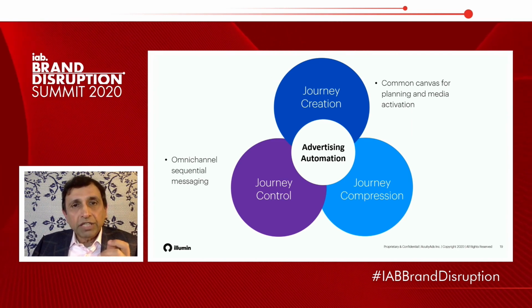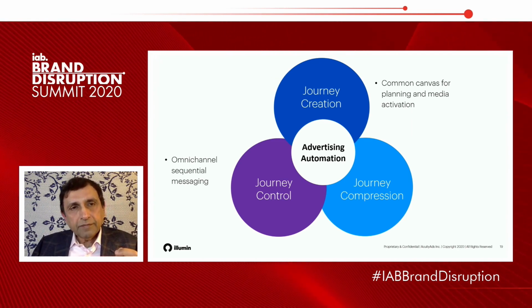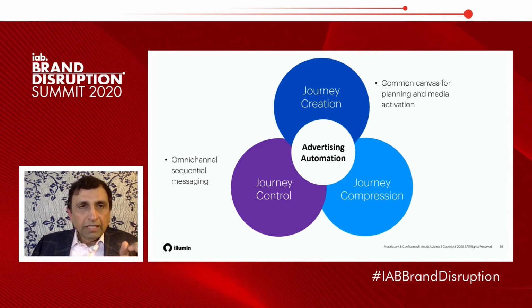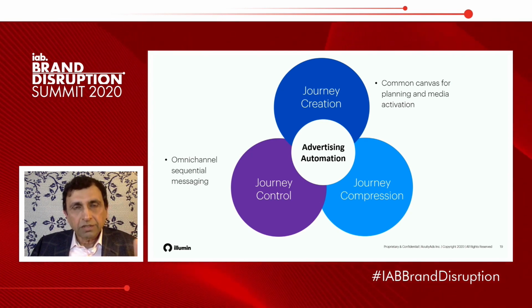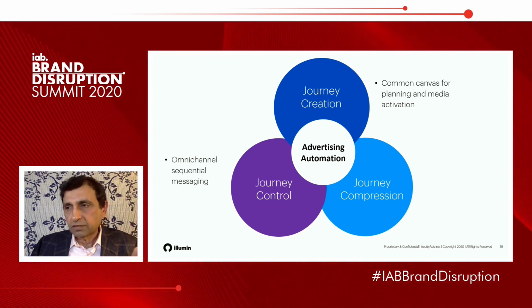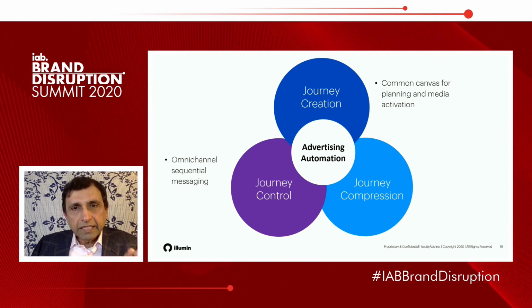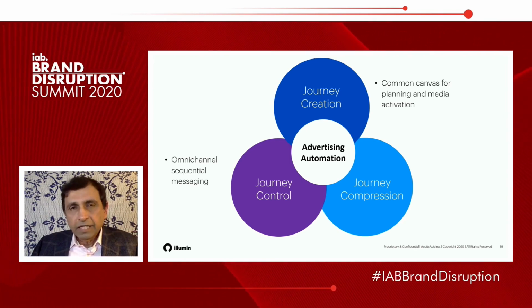Second is journey control. The control is about messaging and the ability to cover sequential messaging across a diversity of channels, in particular addressable channels, of course, is key. How do you do that? What is the right way to do that?